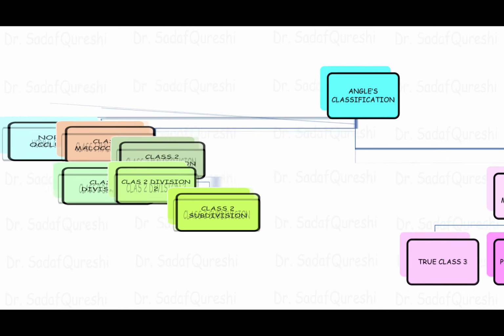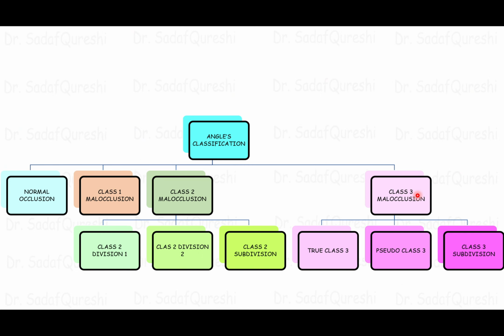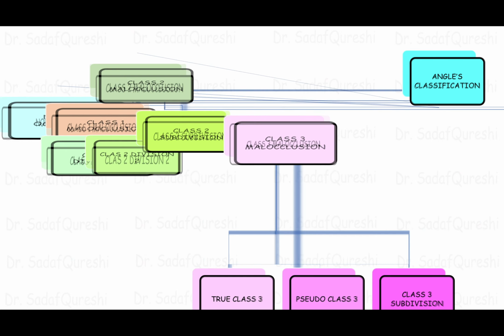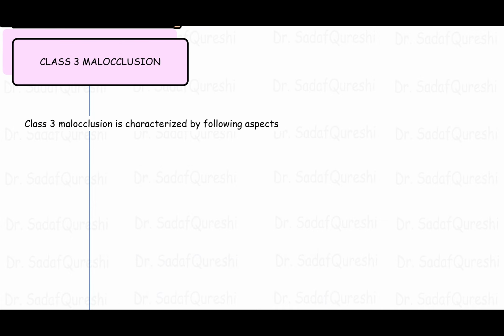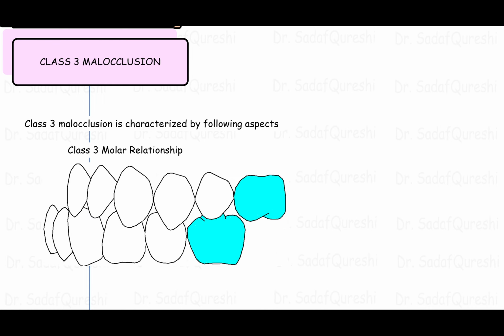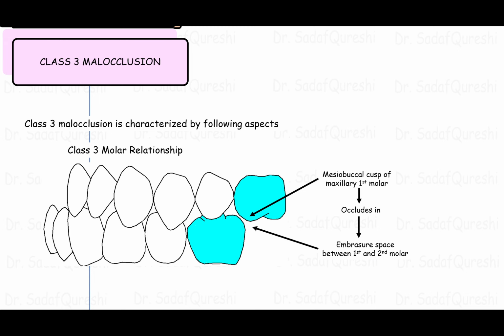So moving forward to the class 3 malocclusion. Class 3 malocclusion is characterized by following aspects. The first aspect about class 3 malocclusion is that class 3 molar relationship. Class 3 molar relationship is when mesiobuccal cusp of maxillary first permanent molar occludes in the embrasure space between first and second mandibular permanent molar. It is called as class 3 molar relationship. Okay, so this is class 3 molar relationship.